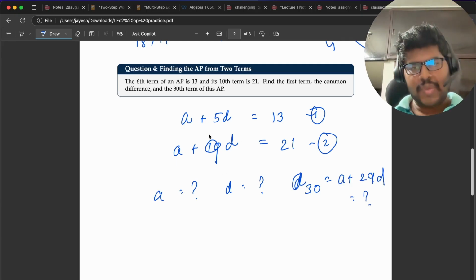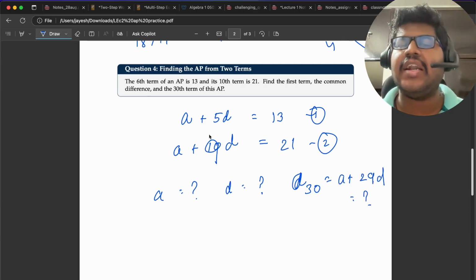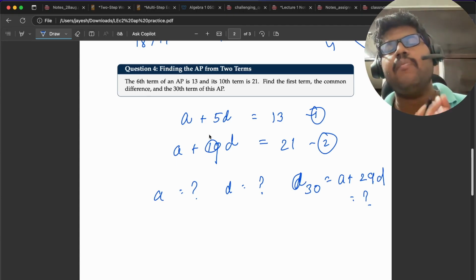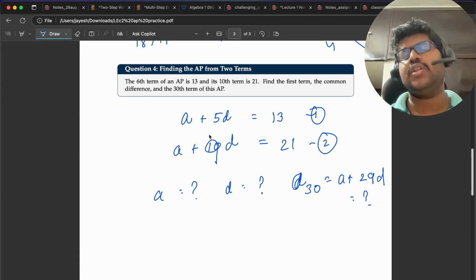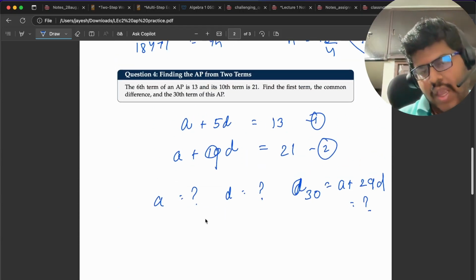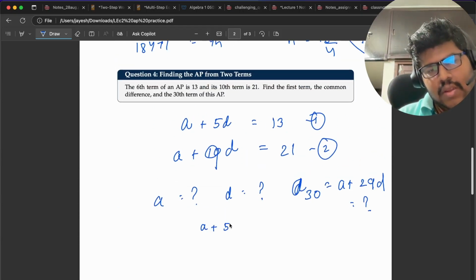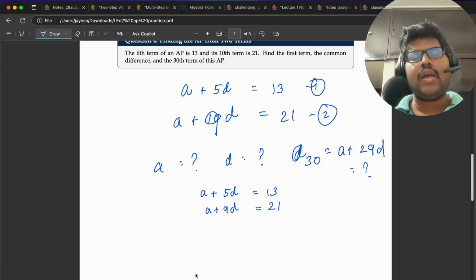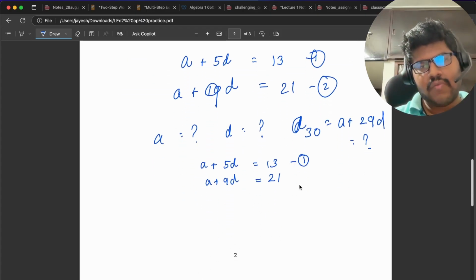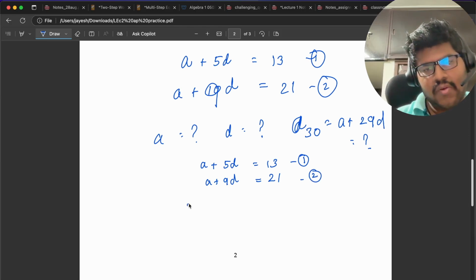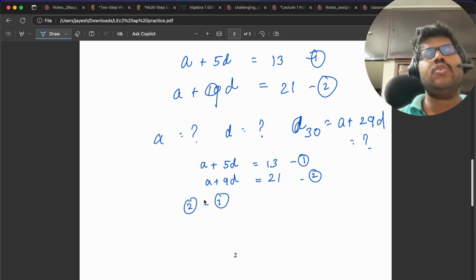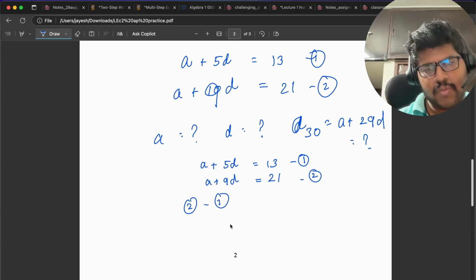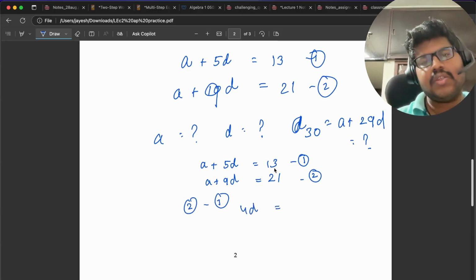In order to find the values of A and D, what should we do? We should simply use the idea of a system of equations. We have A plus 5D is 13, and A plus 9D is 21, right? If this is the first equation and this is the second equation, I can write second equation minus first equation. As soon as I subtract, I get 4D equals 8, so D equals 4.